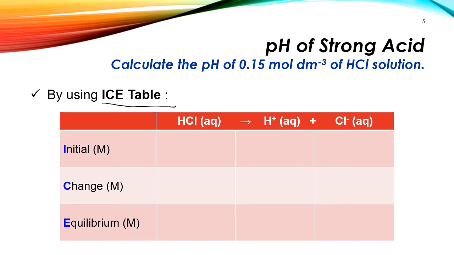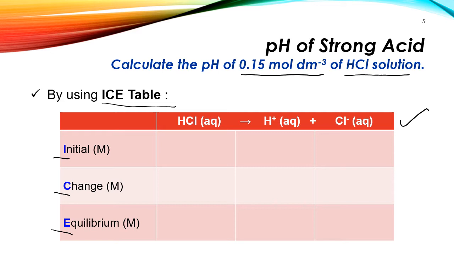What is the ICE table? ICE means I for initial, C for change, and E for equilibrium. So that is what ICE stands for. We have to draw the table as well as write the balanced chemical equation. Now, we have to determine the concentration of each of the substances involved during the dissociation. In this question, they have already given the initial concentration of the hydrochloric acid solution.